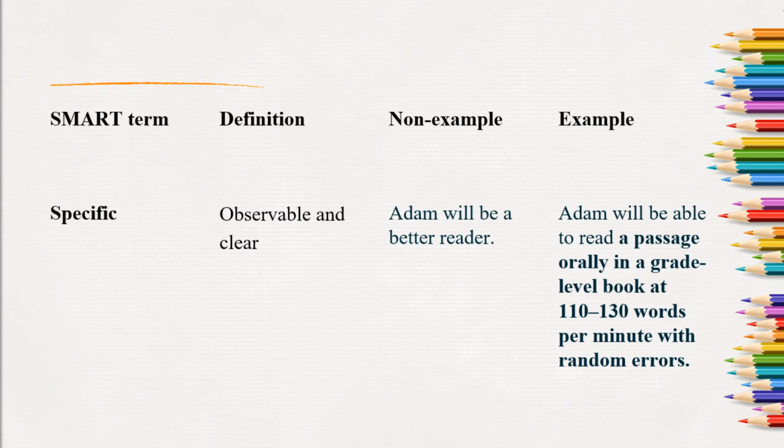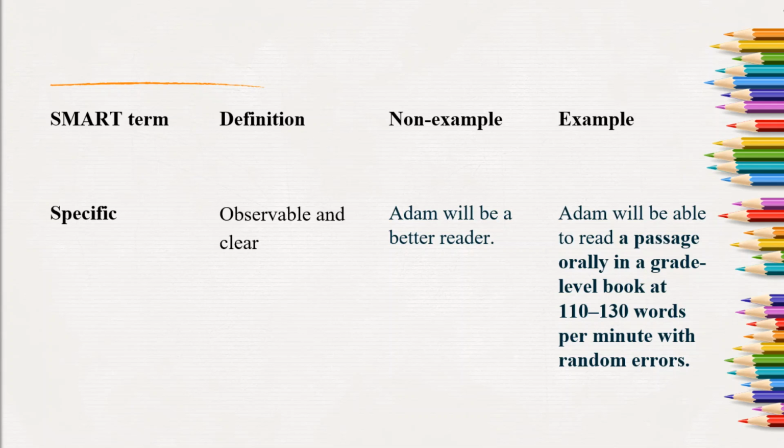So a non-example of a specific goal is Adam will be a better reader. This doesn't tell us how Adam can become a better reader or in what domain of reading, because as we know, reading covers a really broad scope of skills that you need. So for an example of something that's specific, it says Adam will be able to read a passage orally in a grade level book at 110 to 130 words per minute with random errors. So this one is something that's very specific.